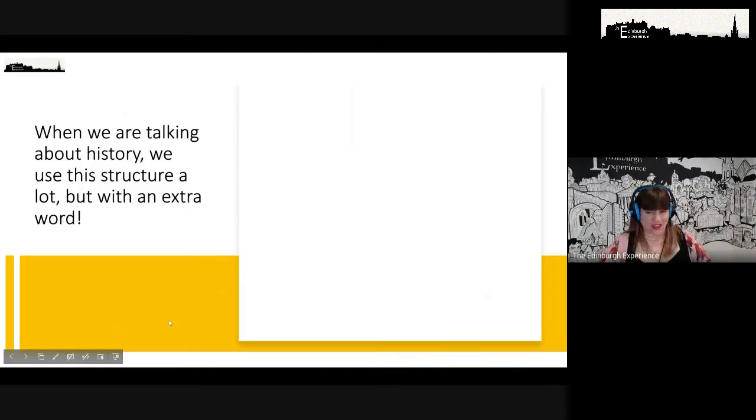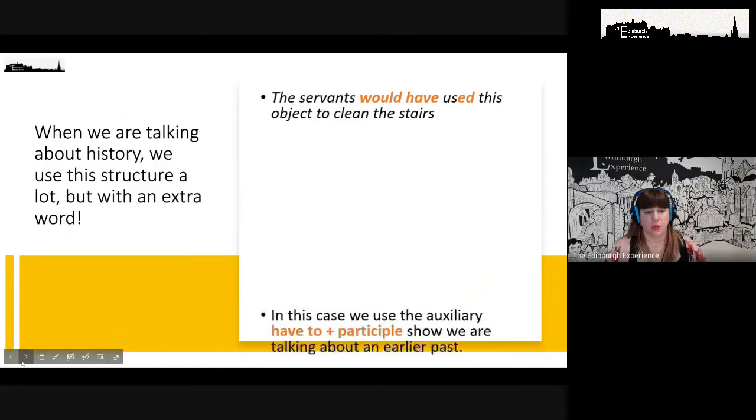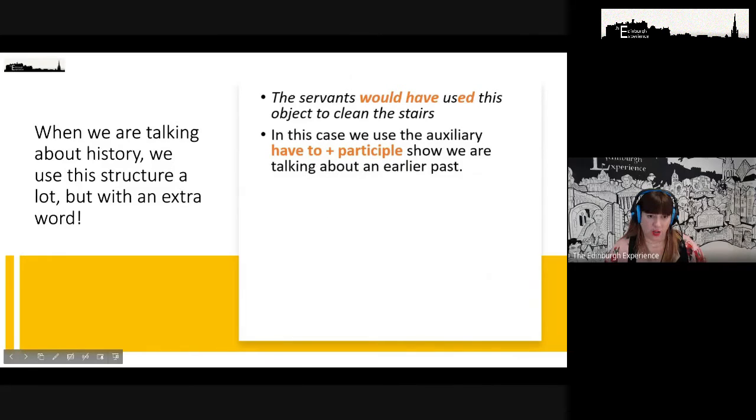And when we're talking about history, we use this structure a lot, actually, but we bring in an extra word into it, and it would look like this. The servants would have used this object to clean the stairs, okay? So here, we're using that auxiliary of have with the participle, okay? And to show that we're talking about an earlier past, it brings us further into the past.